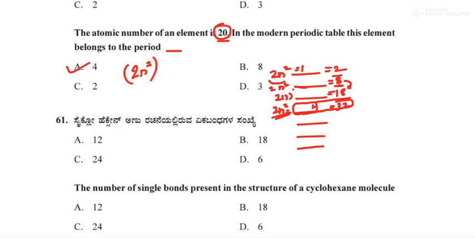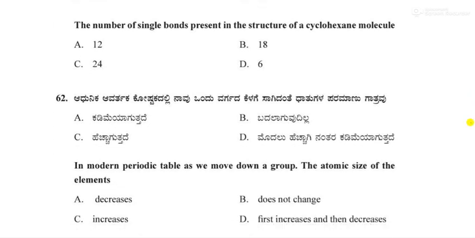Okay, next is question number 61. The number of single bonds present in the structure of the cyclohexane molecule is dash. So cyclohexane is similar to hexane, correct? What is the formula of alkane? CnH2n plus 2. For hexane, n is 6, so this is 6 and 14. So just count the number of bonds: 12 plus 6 is 18. So that is the number of single bonds. Option number B. Okay. So I hope it is clear to you all.